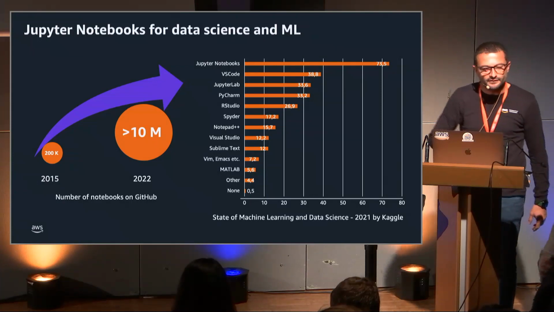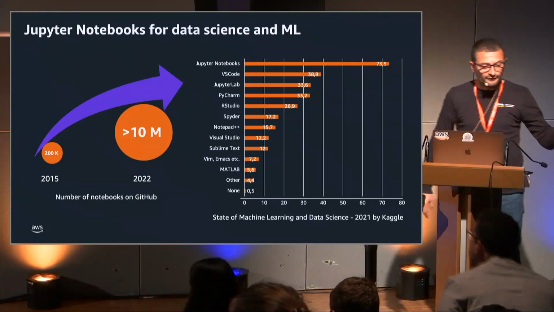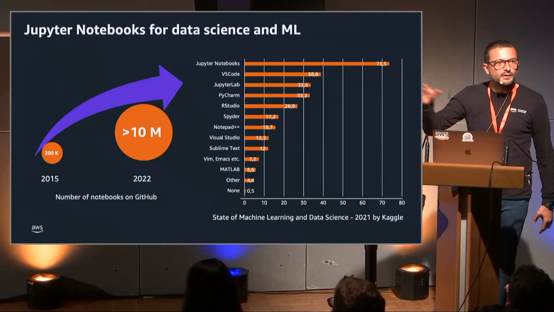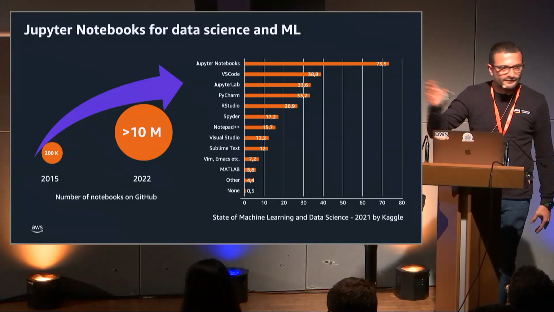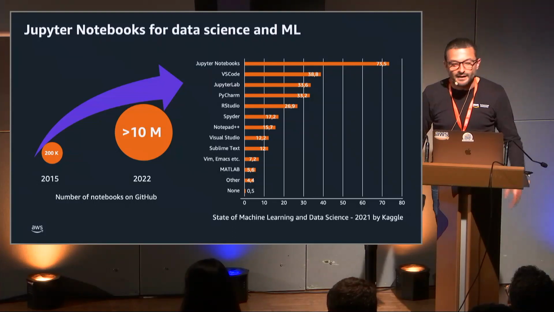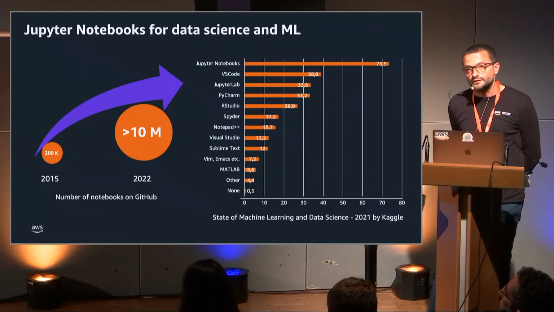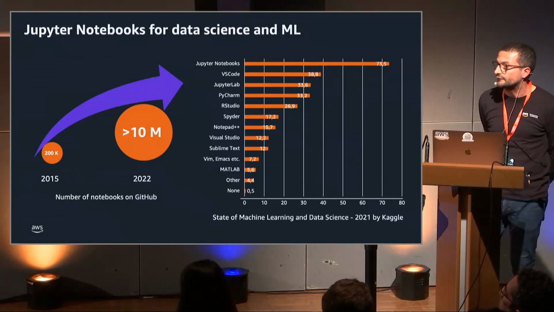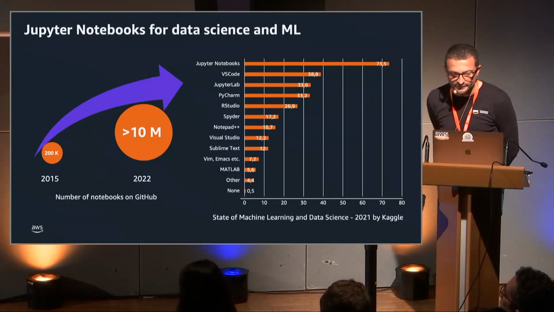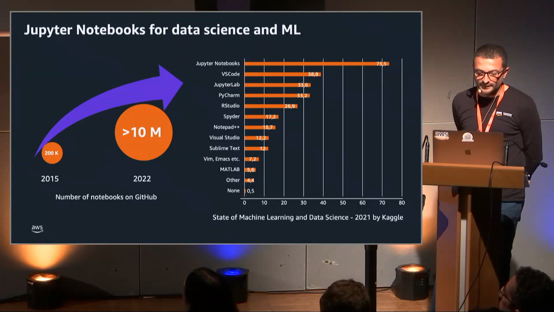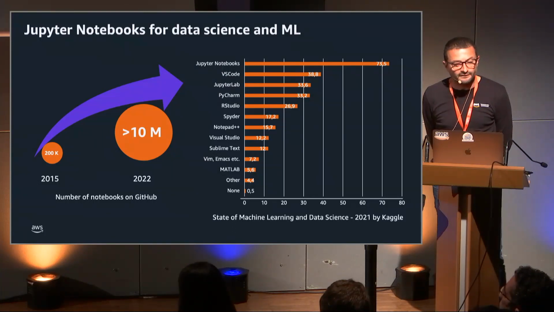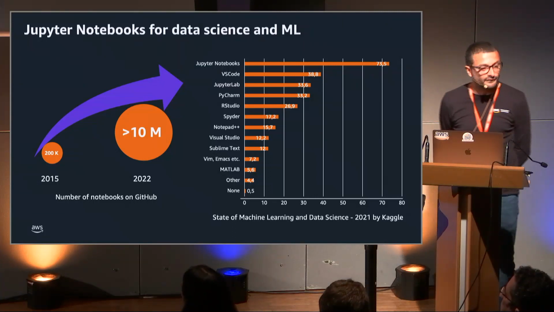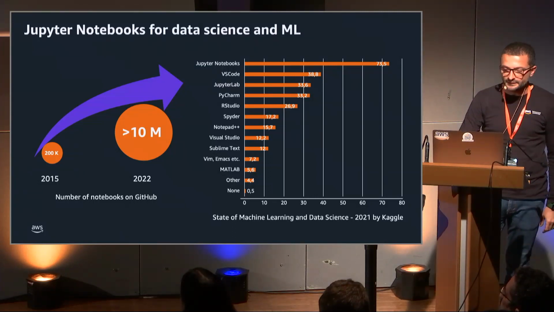What we see here in these stats is just some indication of the popularity that Jupyter notebooks are gaining. So in the past 5 years, from 2015 to 2022, we can see how the number of notebooks available on GitHub has increased. It's pretty massive. And then on the right-hand side of the slide, in the State of Machine Learning and Data Science survey published by Kaggle in 2021, we can see that Jupyter Lab still continues to be the preferred interface for more than 70% of data practitioners.